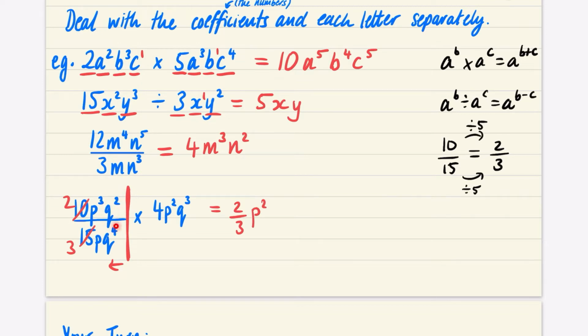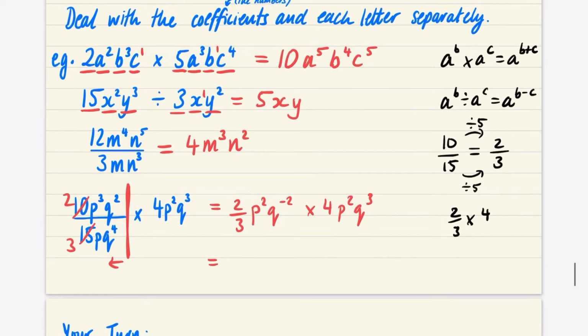And then I have q squared divided by q to the power of 4. So 2 take away 4 is minus 2. And this is going to be multiplied by 4p squared q cubed. So all I need to do is deal with the numbers. First of all, for this bit, I'm going to do the 2/3 times 4. Well, if I do 2/3 times 4, really it's just the numerators that are going to multiply. So 2 times 4 is 8, so it is just 8/3. For the p parts, it's p squared times p squared, which is p to the 4. And for the q part, I'm going to be adding minus 2 and 3 together, and minus 2 plus 3 is actually just 1, so I can just leave it as 8 over 3 p to the power of 4q.